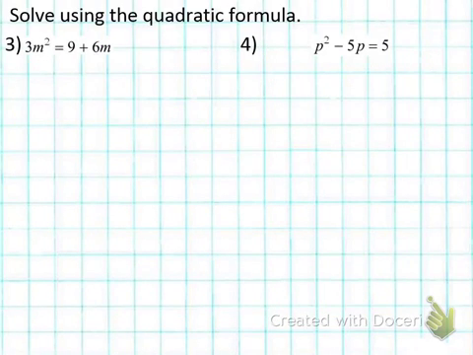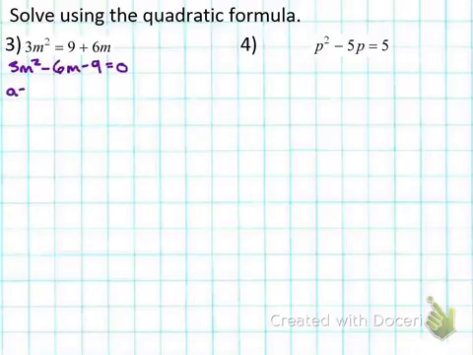Okay, then here for number 3, same thing. We're going to want to move everything over to the left. So this is 3m squared minus 6m minus 9 equals 0. So A is 3, B is negative 6, and C is negative 9. Okay, once we've identified those, we can input them in the quadratic formula.